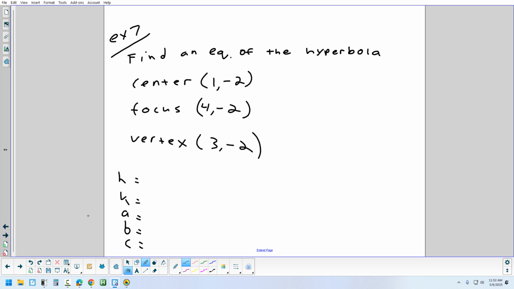Yeah. Find H and K. We can get H and K. What's H? 1. And K? Negative 2. H and K are the coordinates of the center. Those are the easiest two to find.